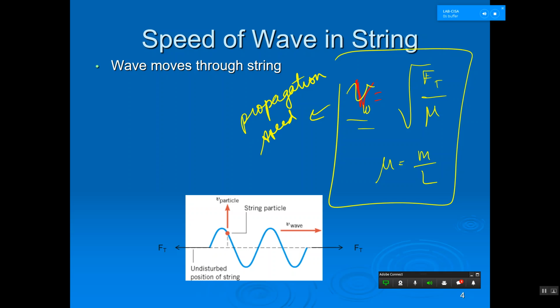I would imagine it's faster because the pressure increases the density of the water. So the higher the density of the water, or the higher the density of the material, the faster the wave will propagate. It doesn't have to just be water.